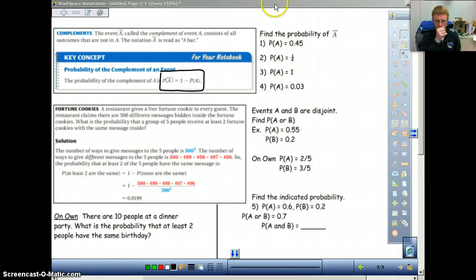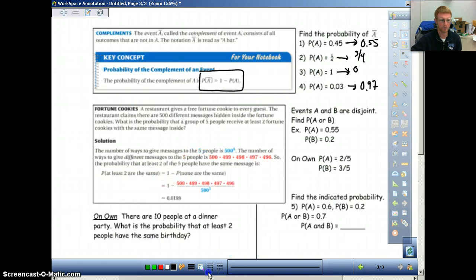I want you to go through and tell me what the complement of the probability of A is. So if this one is 0.45, then this up here would be 0.55 because it has to add up to 1. So go ahead and do the other 3 on your own. Hit play when you're ready. Okay, so hopefully you got 3/4, 0, and then 0.97. Again, they have to add up to be 1. So it's 1 minus 1/4 is 3/4, 1 minus 1 is 0, 1 minus 0.03 is 0.97.